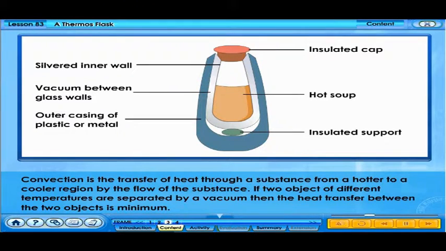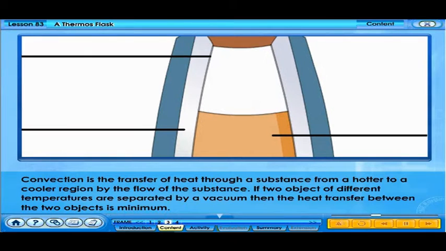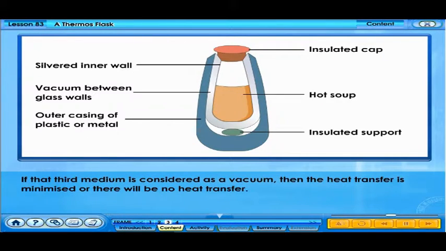Convection is the transfer of heat through a substance from a hotter to a cooler region by the flow of the substance. If two objects of different temperatures are separated by a vacuum, then the heat transfer between the two objects is minimum. If that third medium is considered as a vacuum, then the heat transfer is minimized, or there will be no heat transfer.